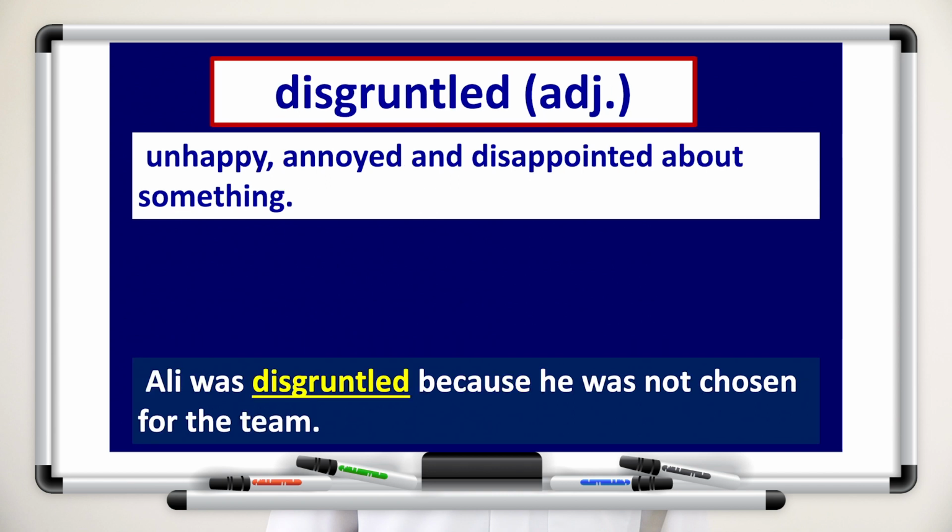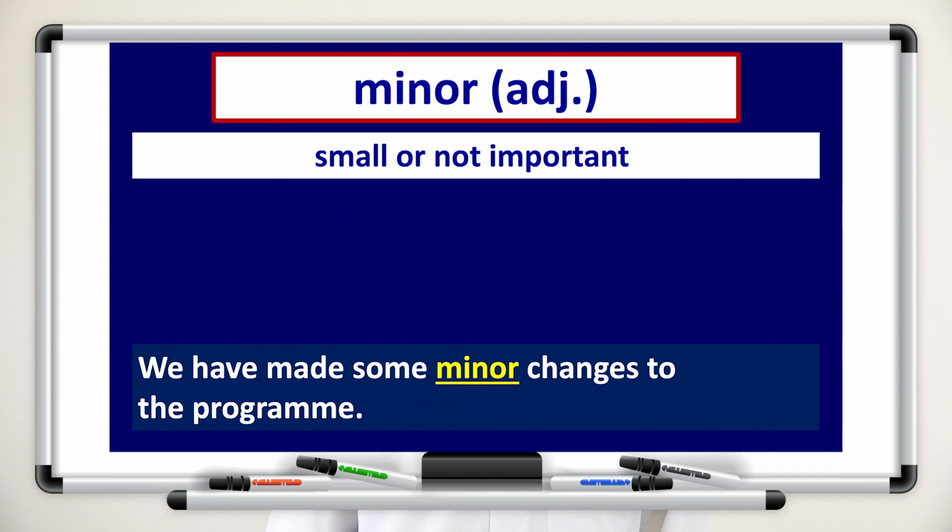Disgruntled means unhappy, annoyed, and disappointed about something. Ali was disgruntled because he was not chosen for the team. He was unhappy. He was upset about it. Minor means small or not important. We have made some minor changes to the program, very small changes.